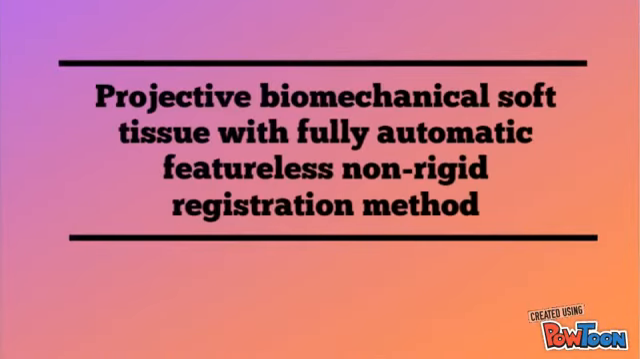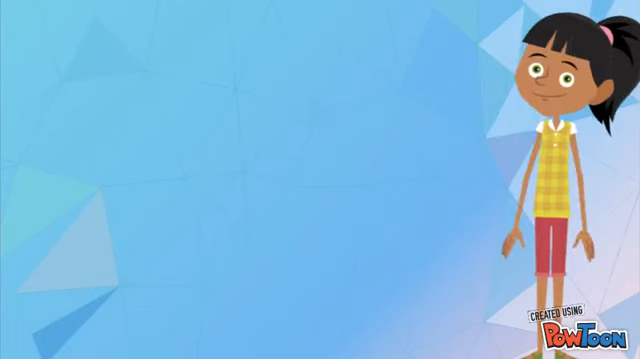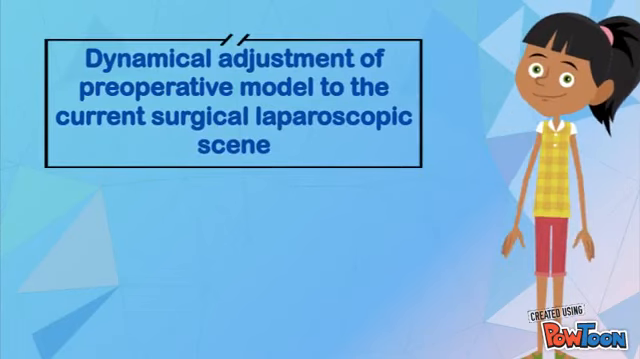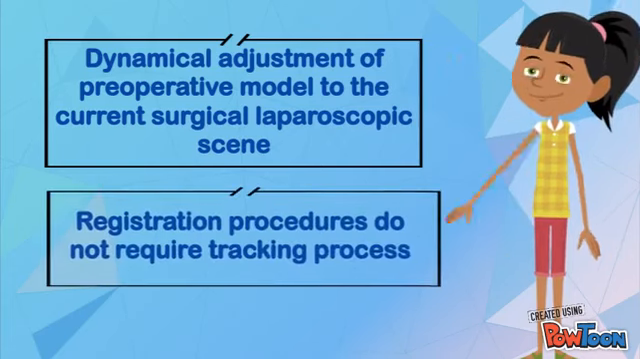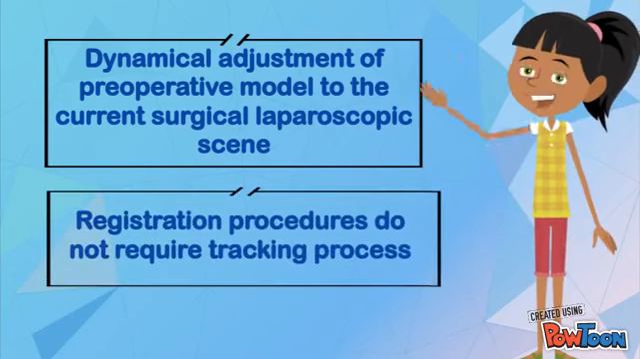Fourth is projective biomechanical soft tissue with a fully automatic featureless non-rigid registration method. The main contribution in this method is the dynamic adjustment of the preoperative model to the current surgical laparoscopic scene. The registration procedures do not require a tracking process, as the procedures utilize dense depth matching.